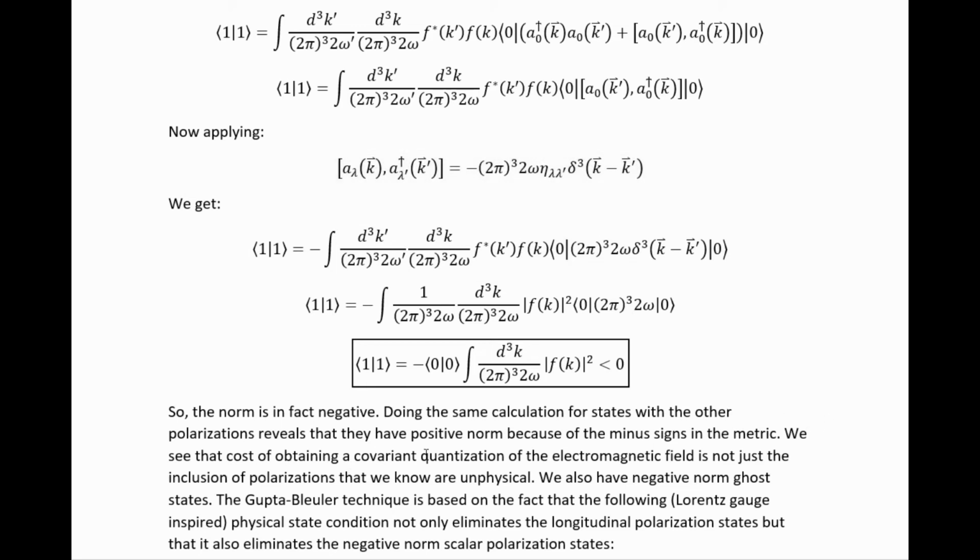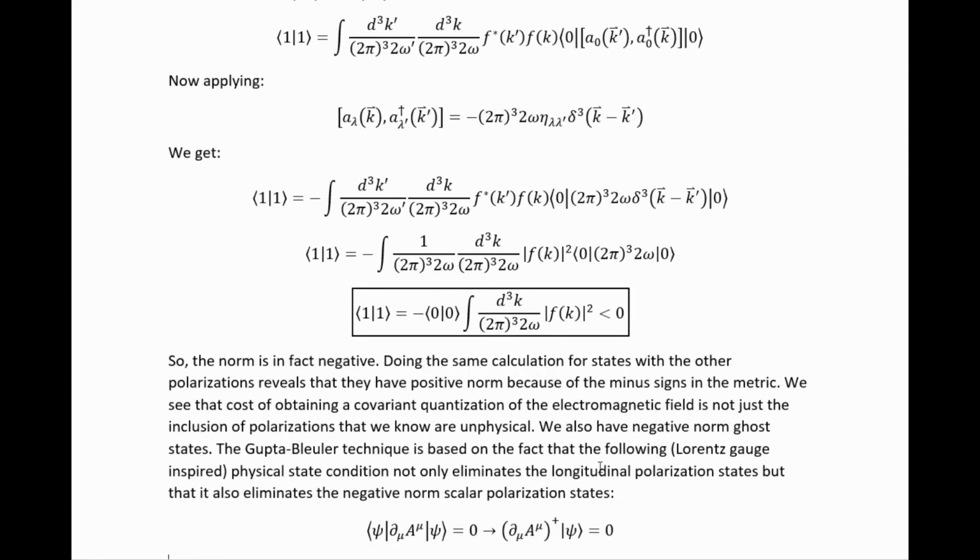We see that the cost of obtaining a covariant quantization of the electromagnetic field is not just the inclusion of polarizations that we know are unphysical. We also have negative norm ghost states. The Gupta-Bleuler technique is based on the fact that the following Lorentz gauge-inspired physical state condition not only eliminates the longitudinal polarization states, but that it also eliminates the negative norm scalar polarizations. So it's eliminating both unphysical polarizations, and because the negative norm states are due to one of them, it's eliminating all the negative norm states and restoring unitarity.